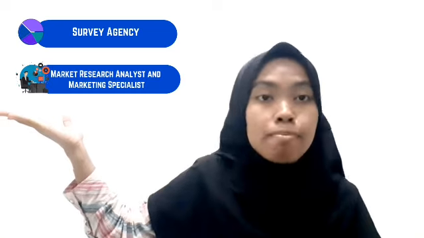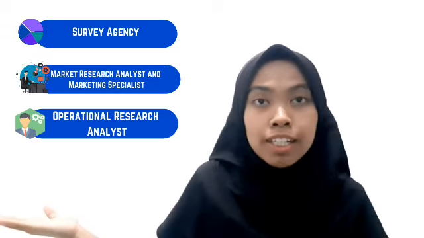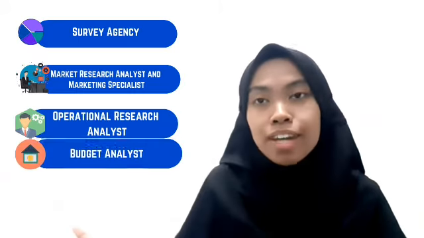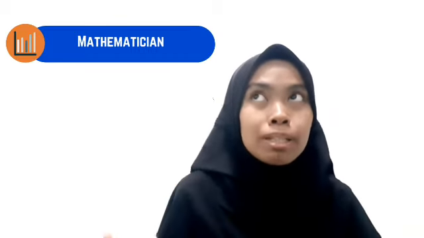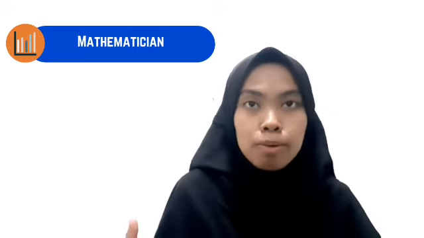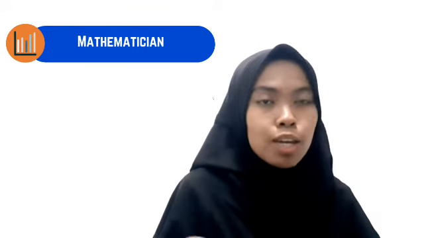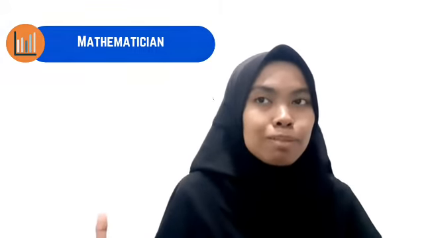The third is market research analyst and marketing specialist. And the fourth is operational research analyst. And the fifth is budget analyst. Okay, next. The sixth is mathematician. The mathematician has some tasks, that is doing research about the fundamentals of mathematics. The other task is to solve problems in various fields using mathematical methods.